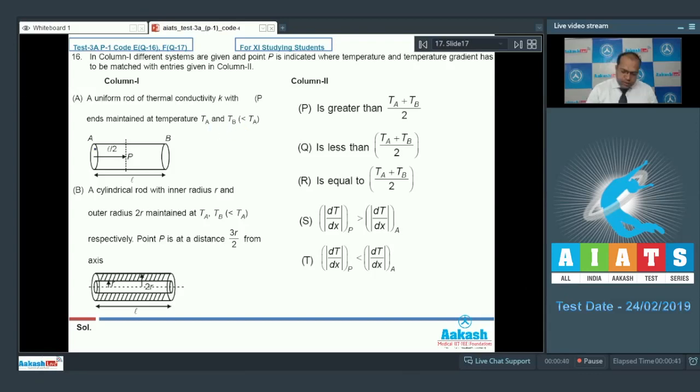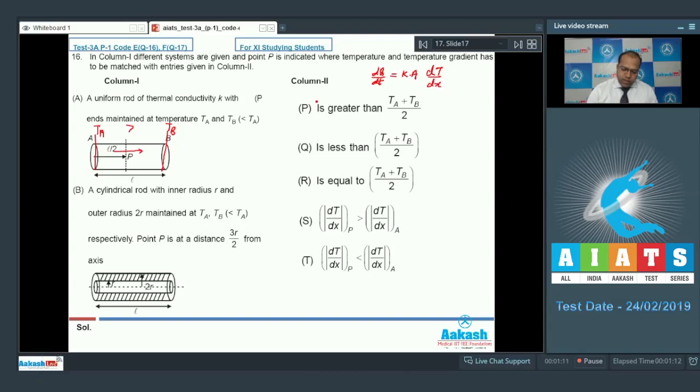So in this case, this end is at temperature TA and the temperature of this end is TB, and it is given that TA is greater than TB. So the heat will flow in this direction. So I can write dQ by dt is equal to K into area A into dT by dx. So let this be dT by dx.